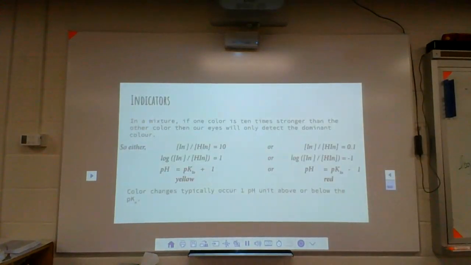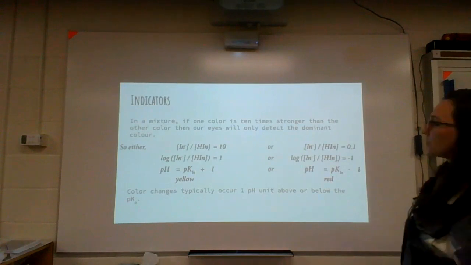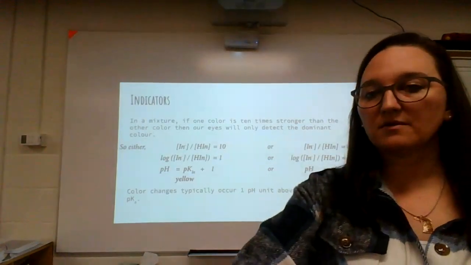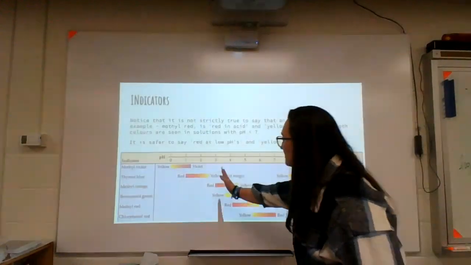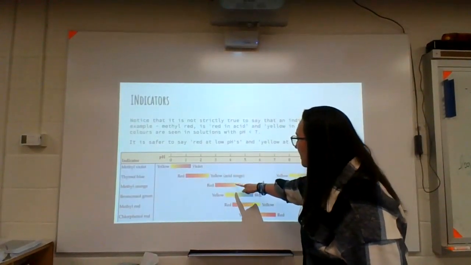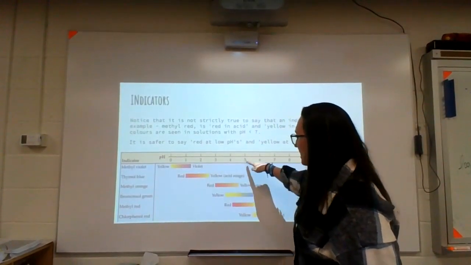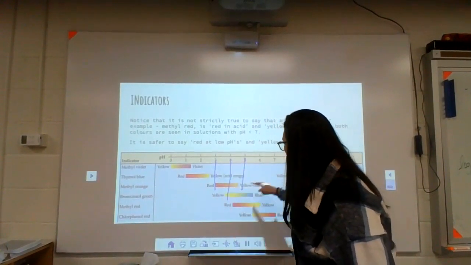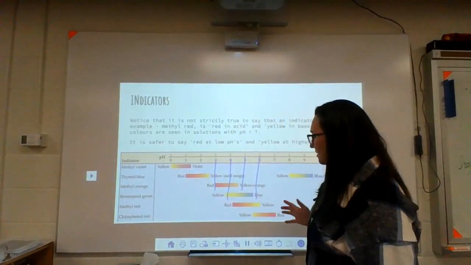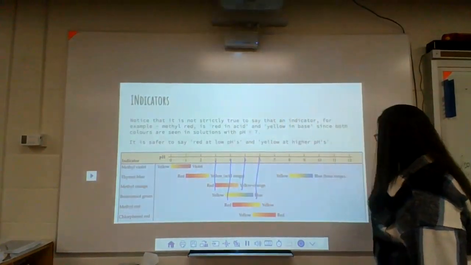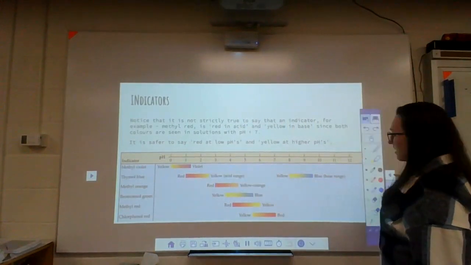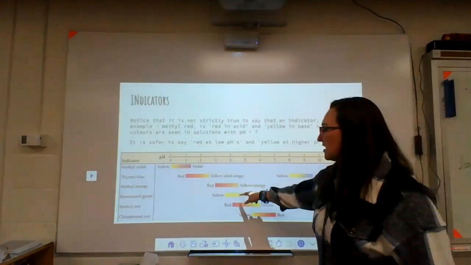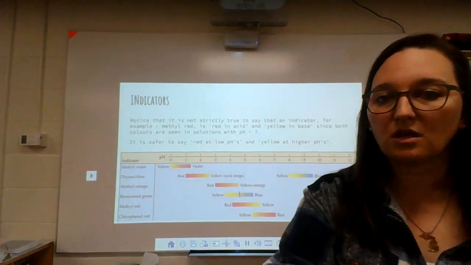In a mixture, if one color is 10 times stronger than the other color, our eyes will only detect the dominant color. So our ranges, if we look back to the previous page, tend to be just about 2 pH numbers across, right? Just about. This one, about there. The reason for that is based on where the endpoint of the titration is. It'll be in the middle of this range where it starts to change color.